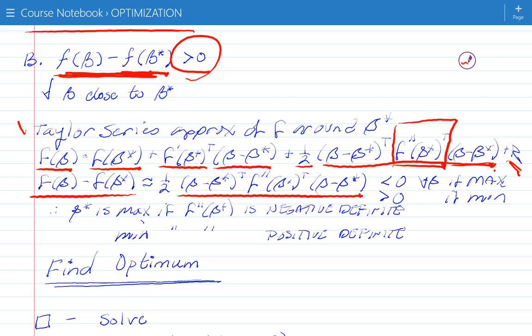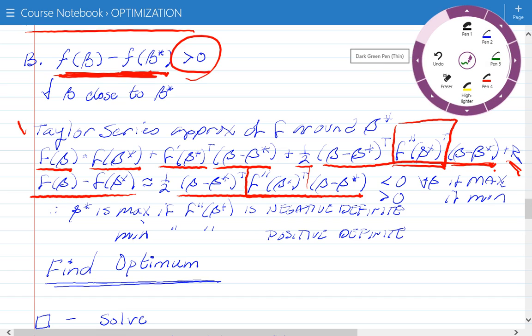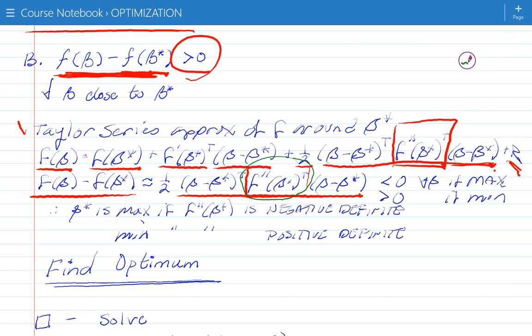As we said before, that would need to be less than 0 if it's a maximum and greater than 0 if it's a minimum. Well, what does this mean? This is a matrix. The second derivative here is a matrix right here. This is a vector x, and we have it squared essentially, x transposed M x. We call this an x as a vector, and this is my matrix M, and this is x. Look at x transposed M x is less than 0 for all points beta near beta star, except for where it's equal to beta star.